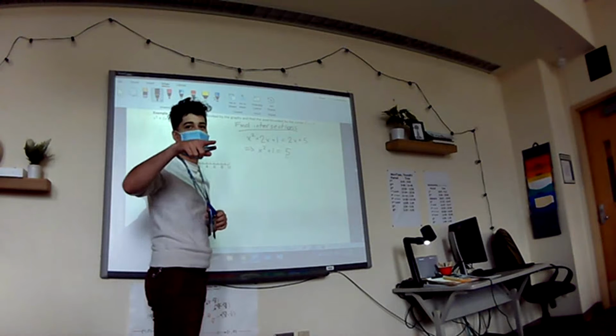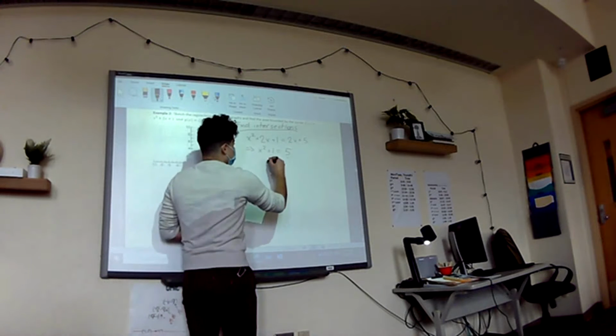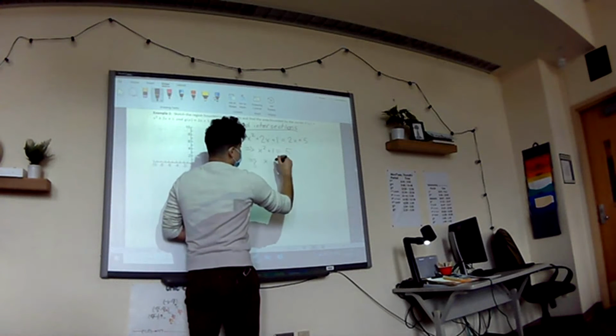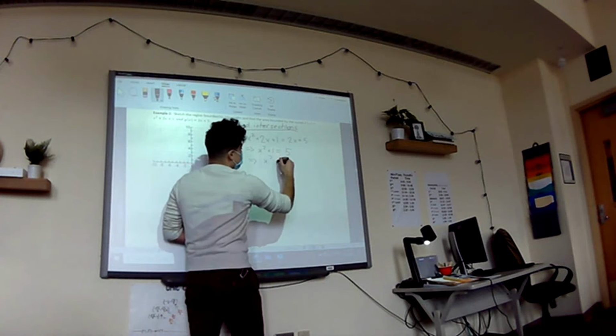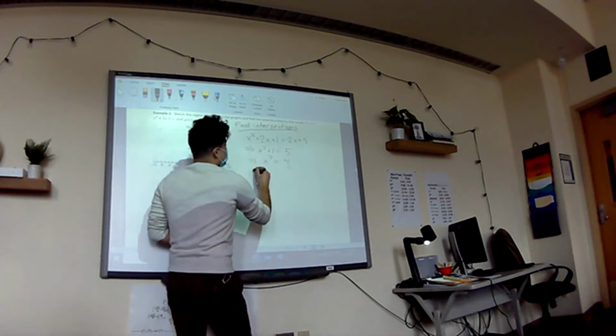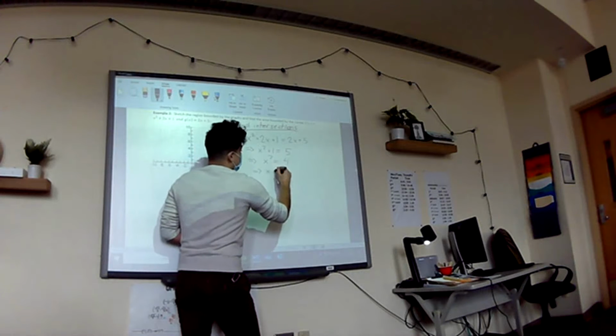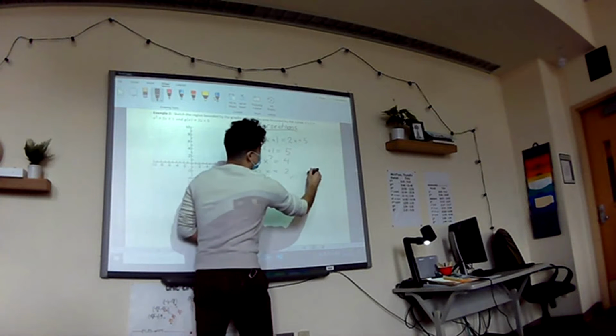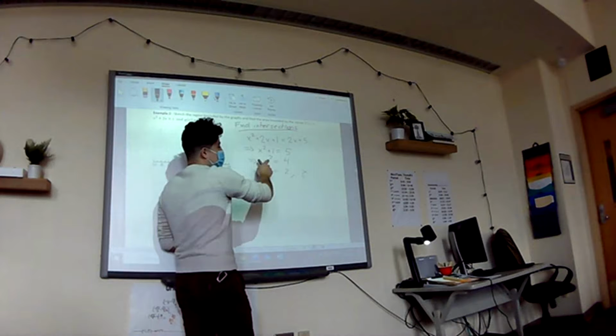Oh, what is it? X equals 2. Yeah, so if you subtract the 1, you get a 4, which is how you got this. That x should be 2. And then also, don't forget, it can also be negative.